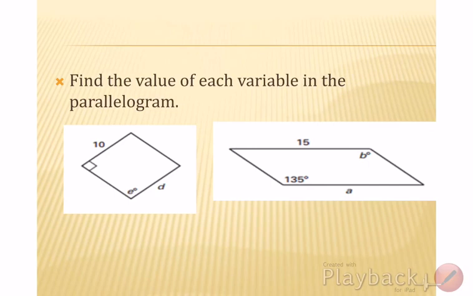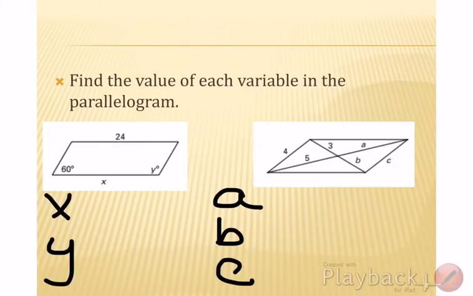Okay, moving on. The value of each variable in the parallelogram. D is opposite 10, so that's what D would be. E is consecutive to 90 degrees, so E is also 90 degrees. Our next example, A is opposite 15, so it is also 15. Angle B is opposite 135 degrees, so it is congruent, and it is 135. Using these properties over and over again.